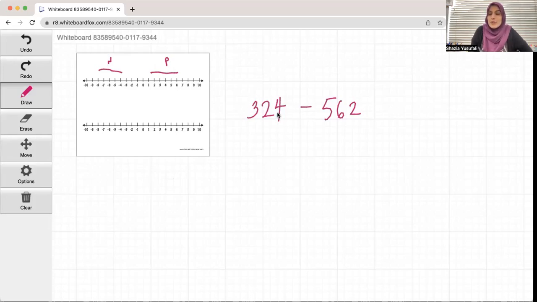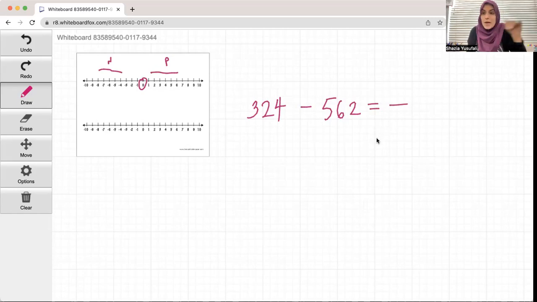We are at 324, right? And now we're taking away 562. Therefore, we're probably passing the 0. We're going beyond the 0. If you are passing the 0, you're getting into the negative section of the number line. Therefore, our answer will definitely be a negative, right? There you go. We're thinking using the number line. Our answer will definitely be a negative.